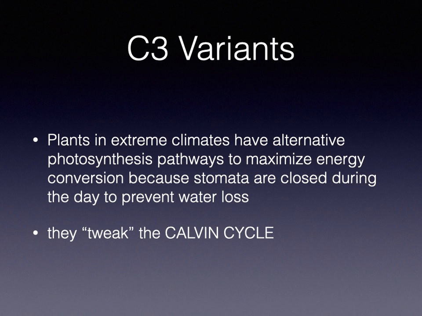C3 variants. Plants in extreme climates have alternative photosynthetic pathways to maximize energy conversion, because stomata are closed during the day to prevent water loss. What does that mean? Well, they kind of tweak the Calvin cycle to make life better for them in their different environment.